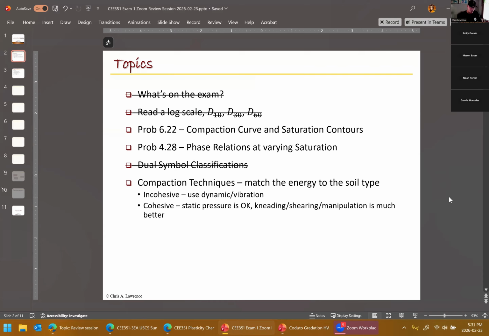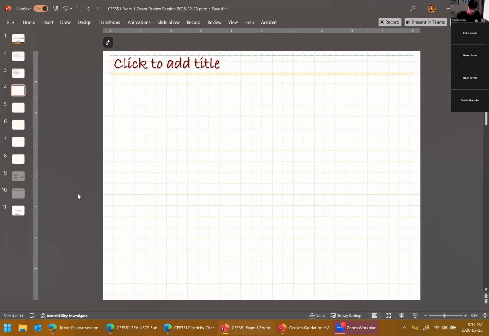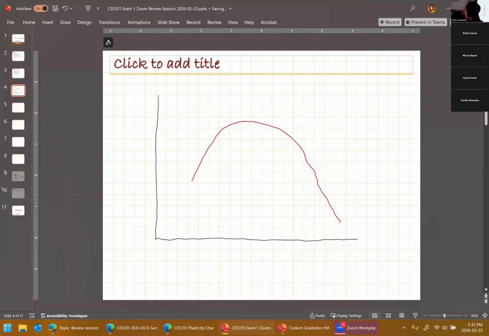What's required? First, plot the compaction curve. But I will talk about that very briefly because Noah, was that you, I think, maybe? After you plot the compaction curve, which might look something like that, you put on your 4 or 5 data points and you connect the dots with a smooth curve.